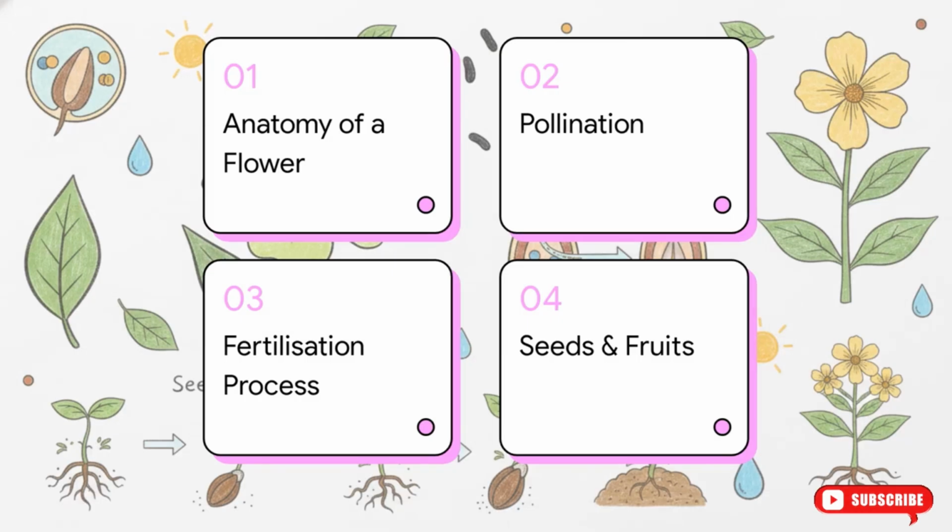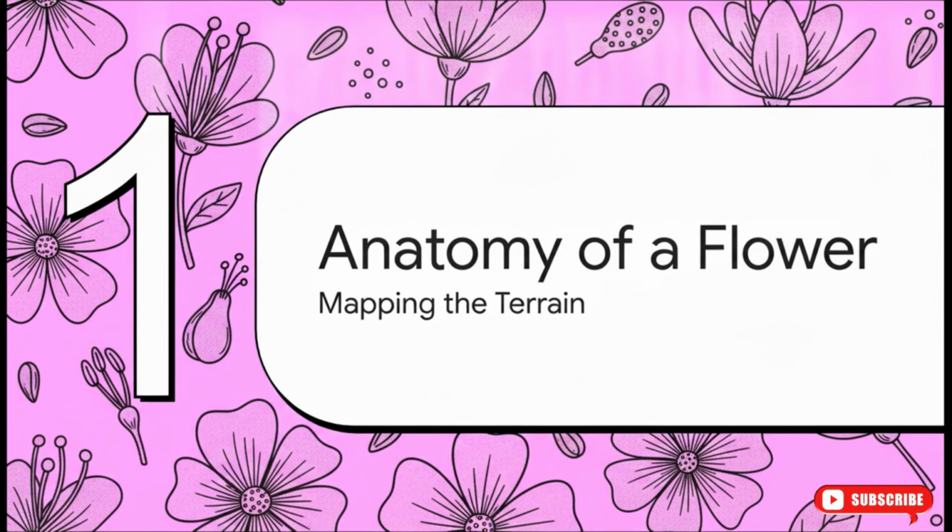We're breaking this explainer down into 4 main phases: anatomy of a flower, pollination, wind versus insect, the fertilization process, and finally, seeds, fruits, and genetics. Phase 1, anatomy of a flower.